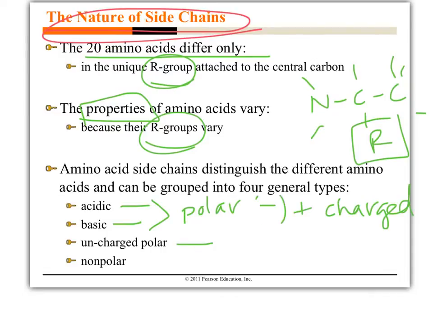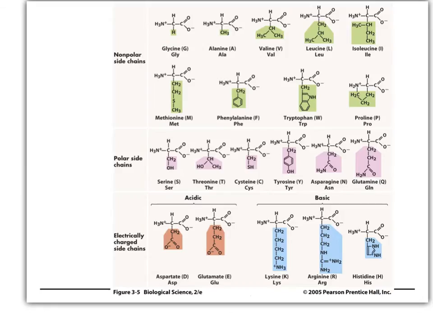Either one of these is automatically polar because these are negative and positively charged. Okay, negative or positively charged, and then nonpolar. So those are the 4 different groups. You're going to have to recognize that it's an amino acid and what of the 4 general groups it is actually in. So here's all the amino acids.